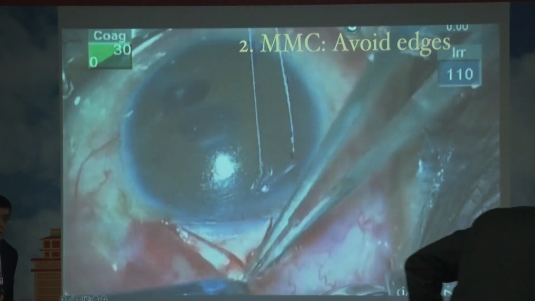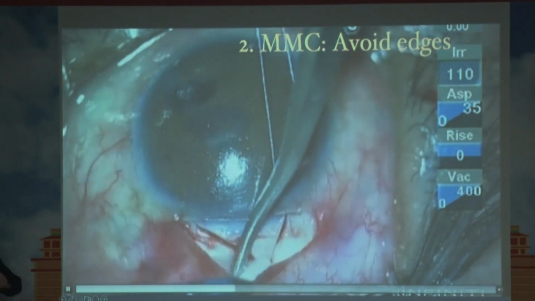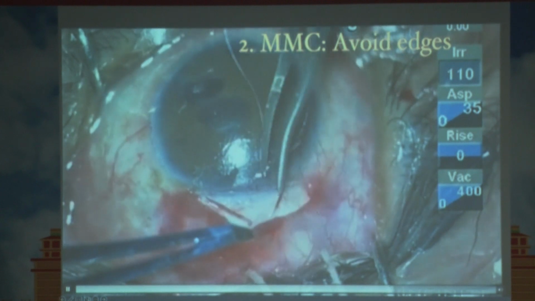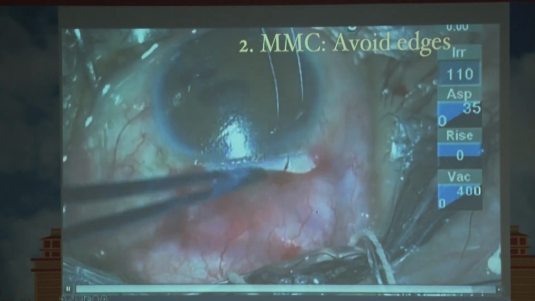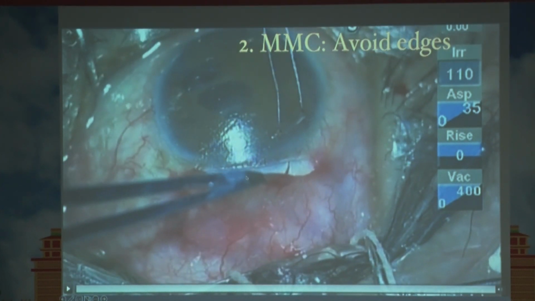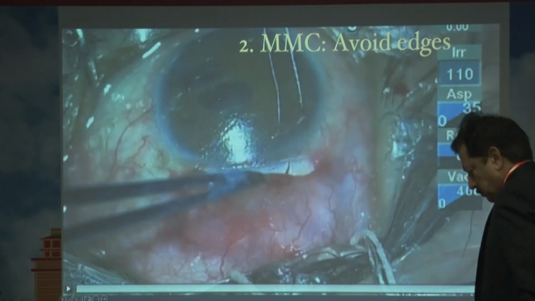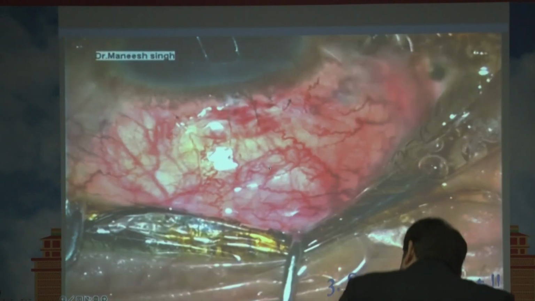While using mitomycin, the concept which has been popularized by Dr. Pankaj is that we should spread the use of mitomycin posteriorly over a large area to get a large avascular bleb, and not a localized application of mitomycin, which gives you more avascular blebs. Also avoid the edges of the conjunctiva to reduce the chances of leakage.